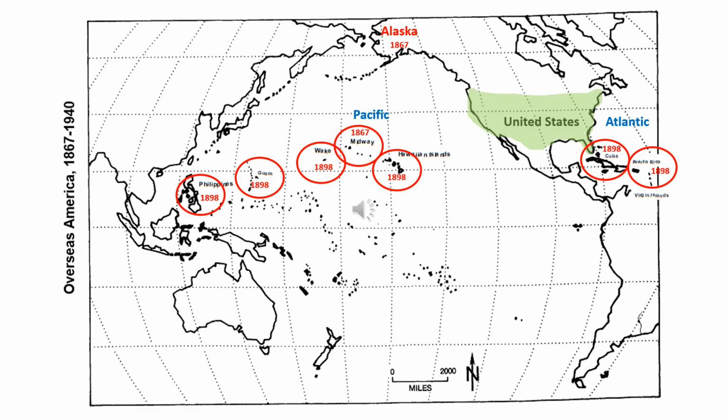So we'll draw in the Panama Canal and label it 1904. And then we'll circle the Virgin Islands and label that 1907.